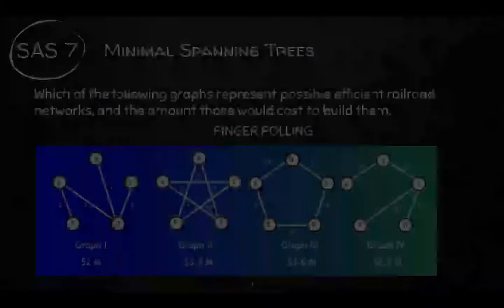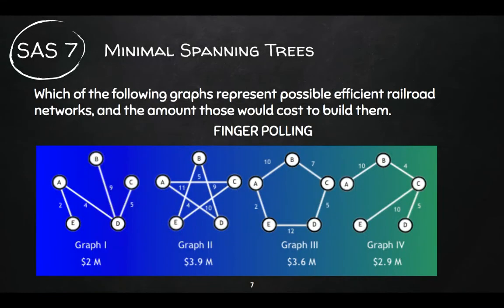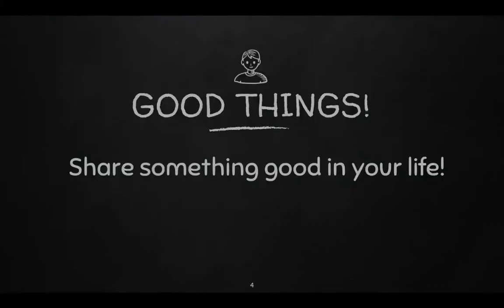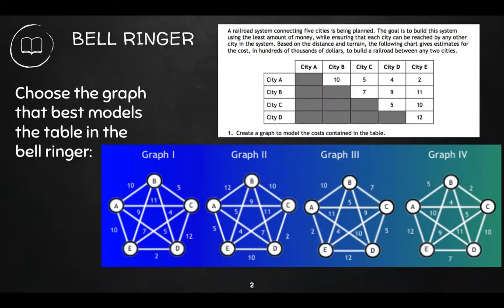All right. Which of the following graphs represents the possible efficient railroad networks and the amount those would cost to build them? Okay. So this is a little more difficult. We'd have to go back to the problem itself and see which one works. What would be the minimal spanning tree? Remember, graph 3 is correct. They all have to remain connected. Now, how do we do that? I'm not sure. But it probably has something to do with using the lowest values possible, right? And still remain connected. Let's see what it looks like.